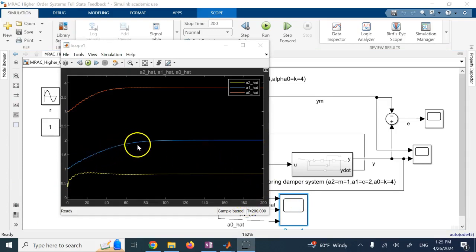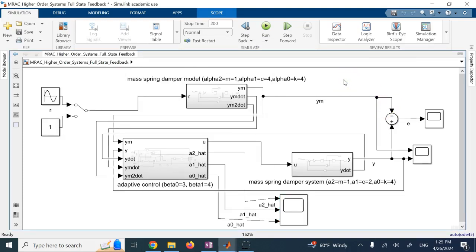If you look at the blue one, a1 hat, it absolutely converges to 2, although I started at 1. If you look at the red one, a0 hat started at 3, should converge to 4, but it doesn't. It converges to around 3.6. And this one, I started at 0.5, should converge to 1, but it is converging to about 0.8. Okay? So I get one of my parameters to exactly converge, 2 of them to get closer, but not exactly. Why? Because this system is more complicated, and one simple harmonic for a second order system is not sufficient. So you need to make this signal more complicated in order for all 3 parameters to converge.